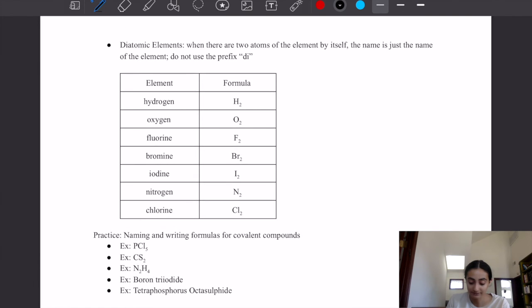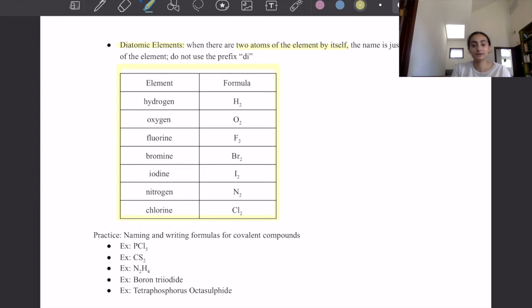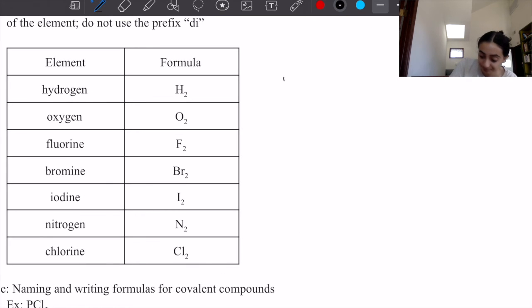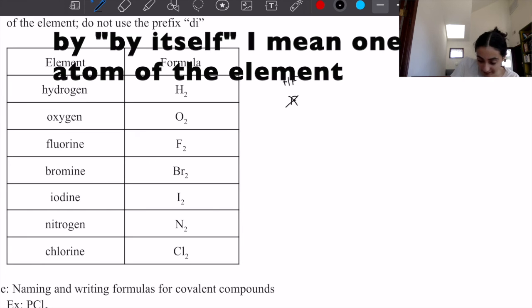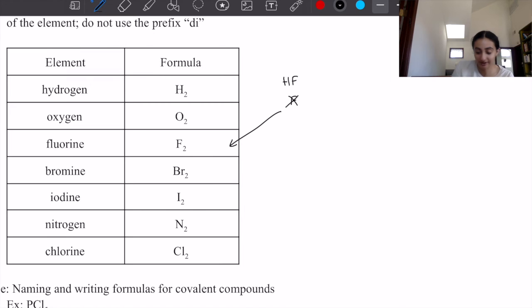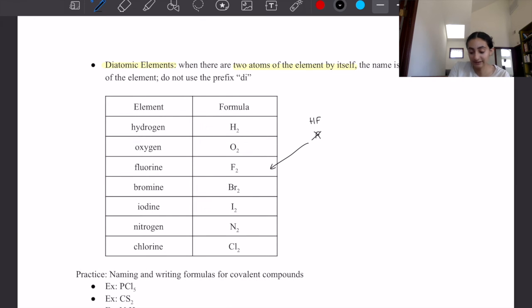One more thing to talk about with covalent compounds are diatomic elements. These are nonmetals, so they are classified as covalent compounds because they are two atoms of the element by itself. So these elements, when they are not attached to another element, bond to each other. If you had, for instance, HF, hydrofluoric acid, you would not need two fluorines. However, fluorine by itself does not exist because fluorine is a diatomic element. So if any of these elements are by themselves, they will always have another atom of the element bonded to them.